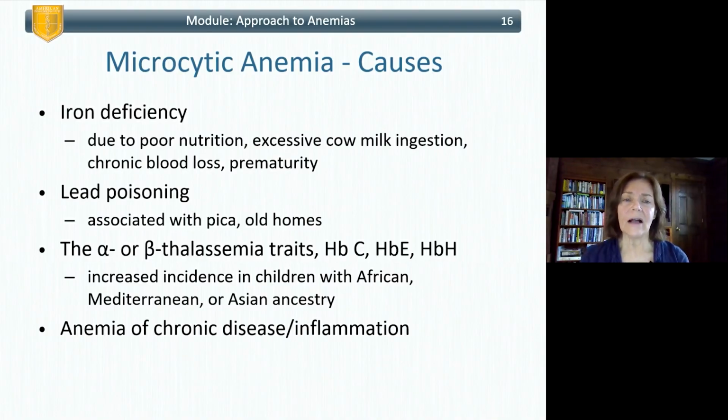If a child has alpha or beta thalassemia traits, hemoglobin C trait, hemoglobin E trait, or even hemoglobin H disease, these are small red blood cells. There's an increased incidence in children with African and Mediterranean or Asian ancestry, and those are questions you can ask during the history, although not everybody knows their ancestry. Anemia of chronic disease or inflammation, whether it be acute or chronic, can cause small red blood cells.